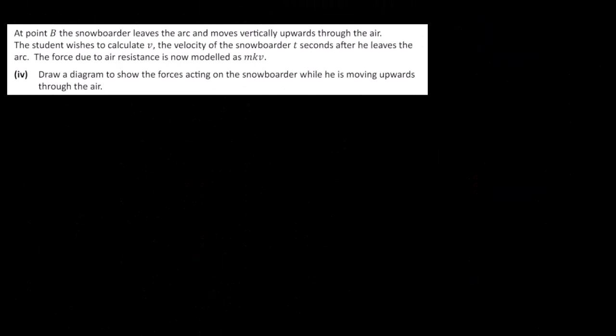At point B, the snowboarder leaves the arc and moves vertically upwards through the air. The student wishes to calculate v, the velocity of the snowboarder, t seconds after he leaves the arc. The force due to air resistance is now modeled by mkV. Draw a diagram to show the forces acting on the snowboarder while he is moving upwards through the air.